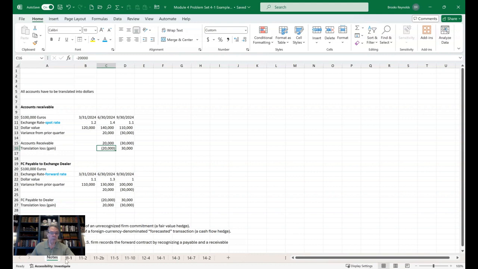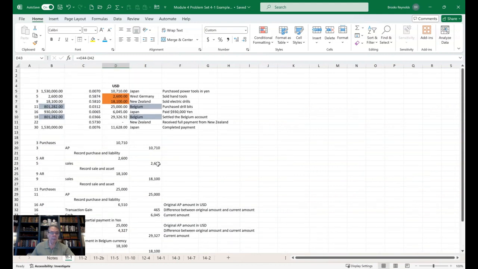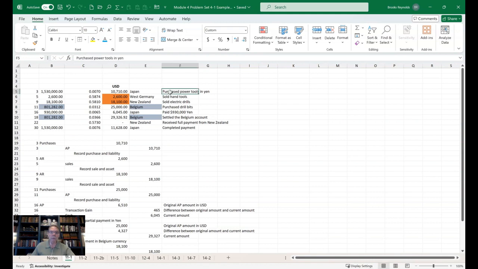But we're going to go into 11.1, and there are going to be several transactions, all right? And so we're just going to record these transactions on the dates that it happened.